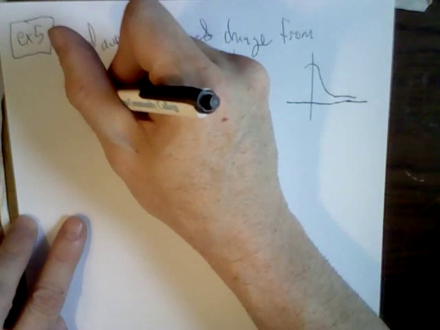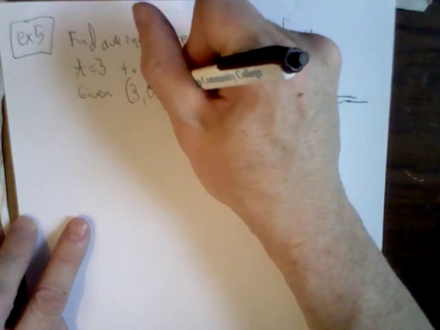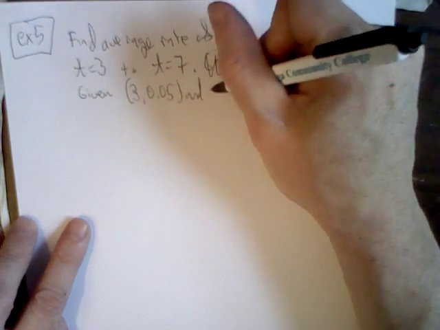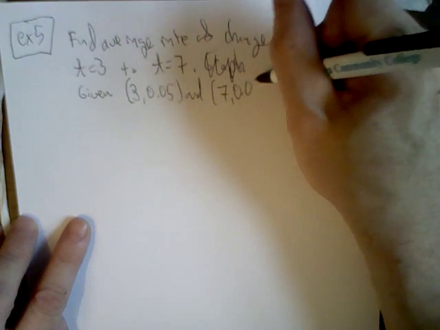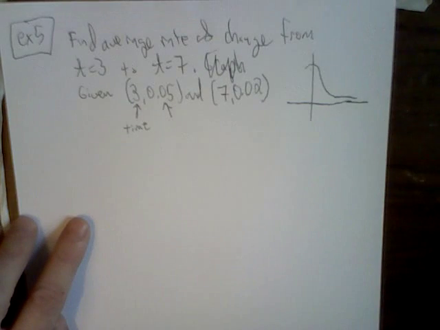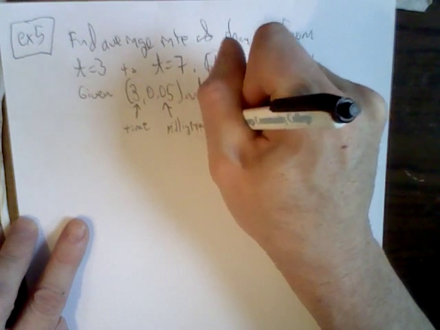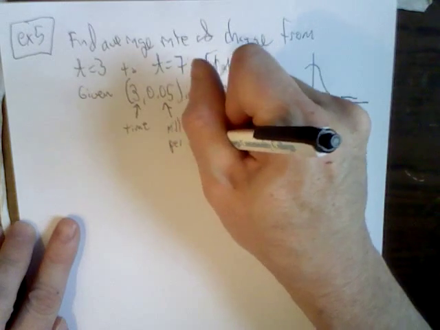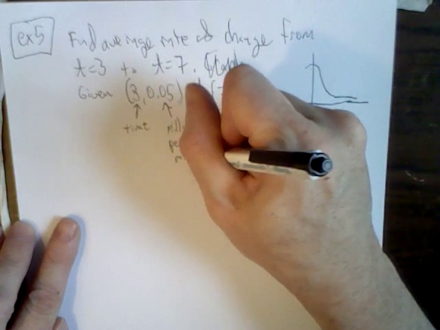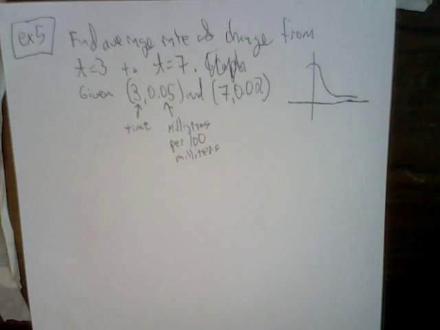So you're given the point (3, 0.05) and (7, 0.02), where this is the time, and this represents the number of, I guess it's in milligrams per 100 milliliters. I'm not even sure at this point what the story problem is about, and I don't want to get up and go get my book because it's going to take 20 minutes.